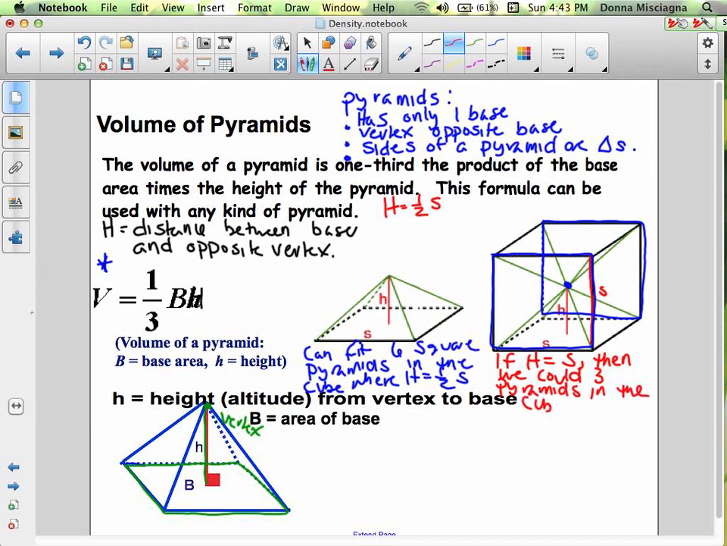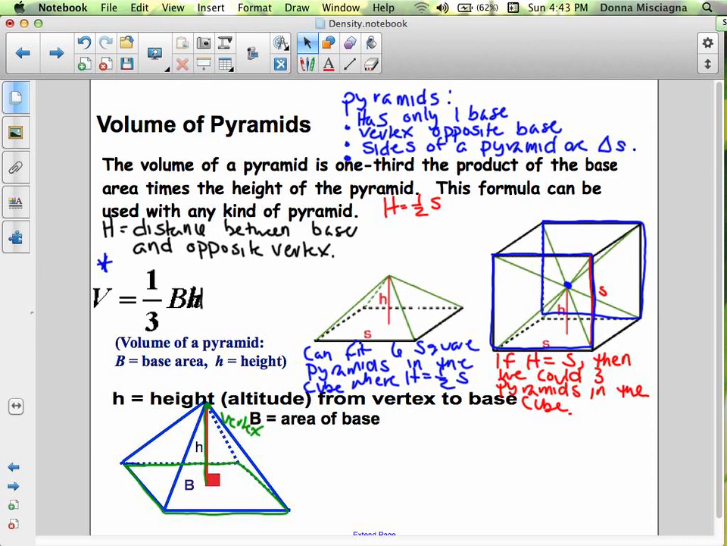And you literally could, if you have one pyramid and one prism that have the exact same base and the exact same height, fit three pyramids into the prism. So the volume of a pyramid is the area of the base times the height of the pyramid, and the height of the pyramid is the distance from the vertex to the base. And then times a third, or divided by 3.